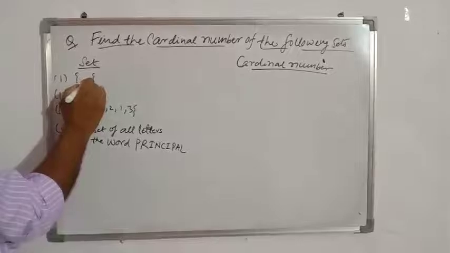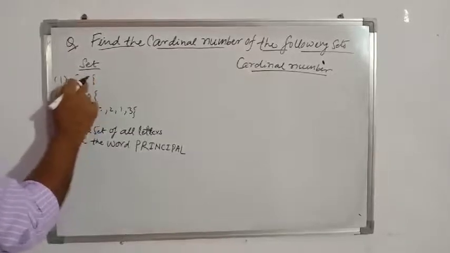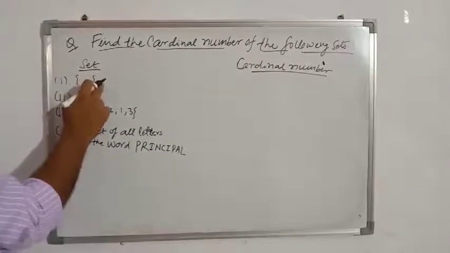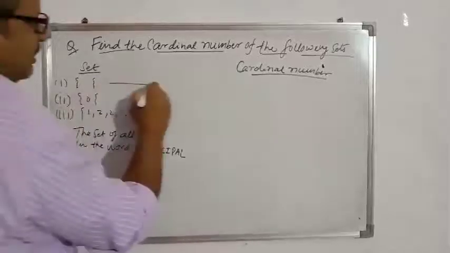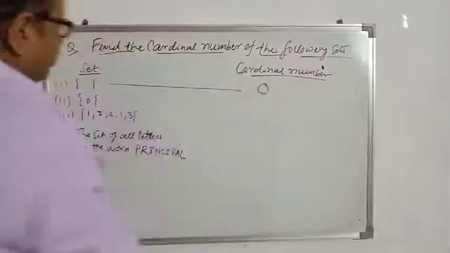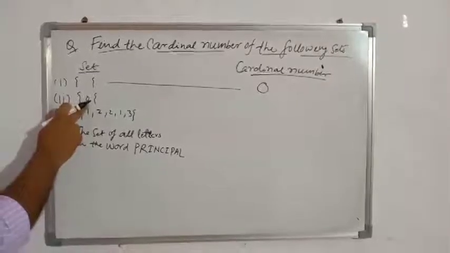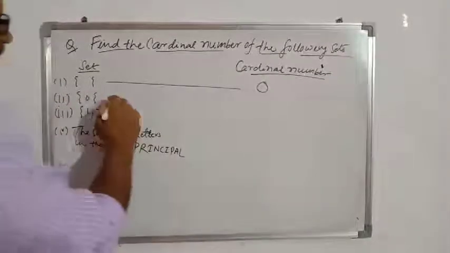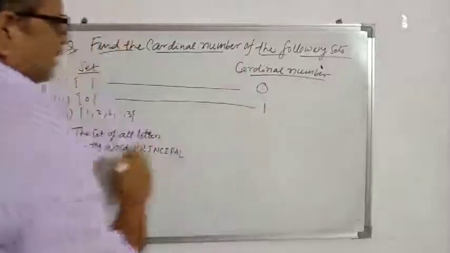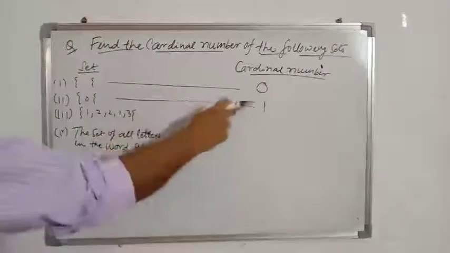It is the empty set. No element is there in the curly bracket. It is the empty set. Empty set has no element. So what is the cardinal number of this? 0. See the second one. In the curly bracket only one element is there. So cardinal number will be 1. Number of elements is 1. So cardinal number is 1.